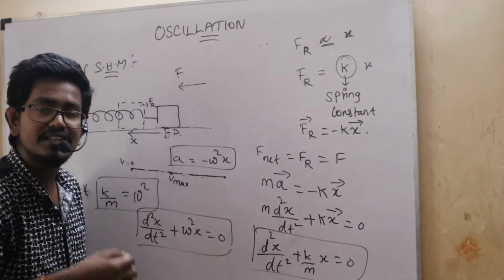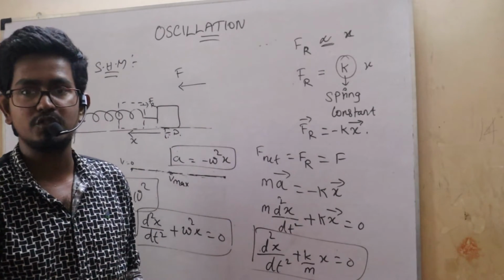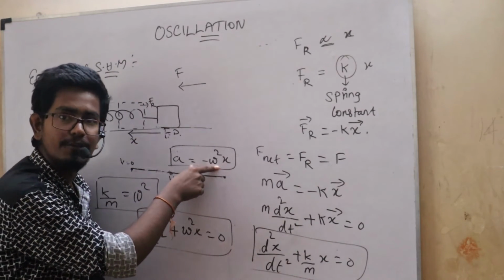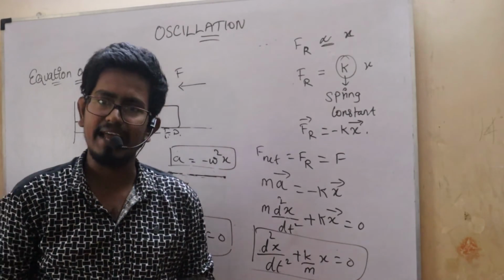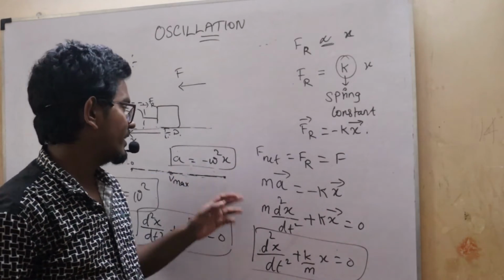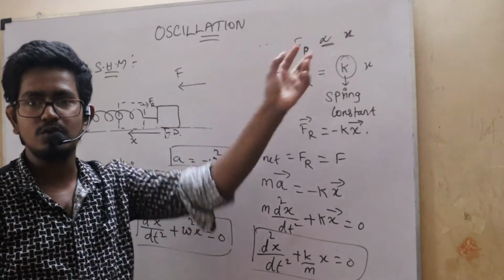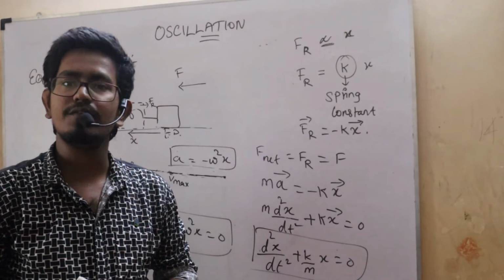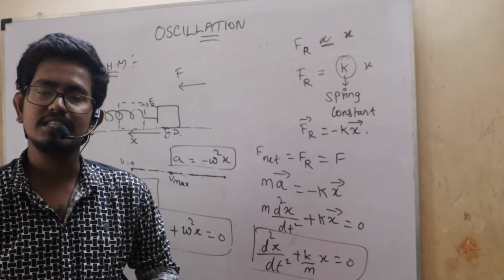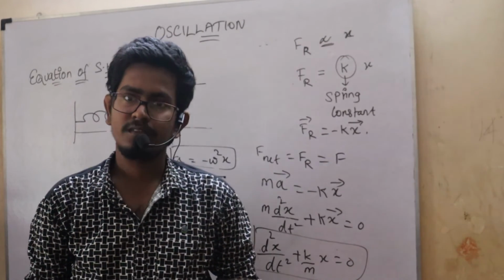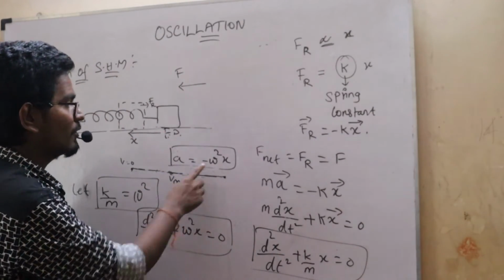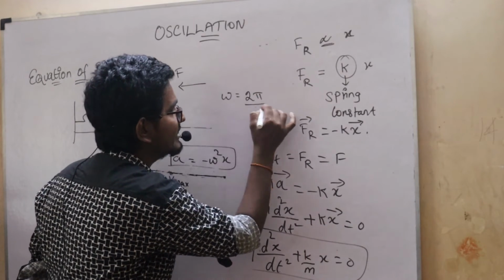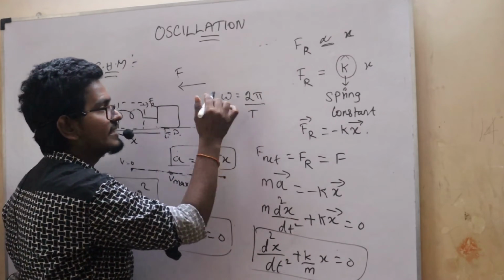If you want to find whether the motion is simple harmonic motion or not, then we have to see that the acceleration is equal to minus omega square x. Right? Omega square, everyone knows, omega is nothing but angular velocity. One more formula is there: omega is equal to 2 pi upon T, where T is the time period.